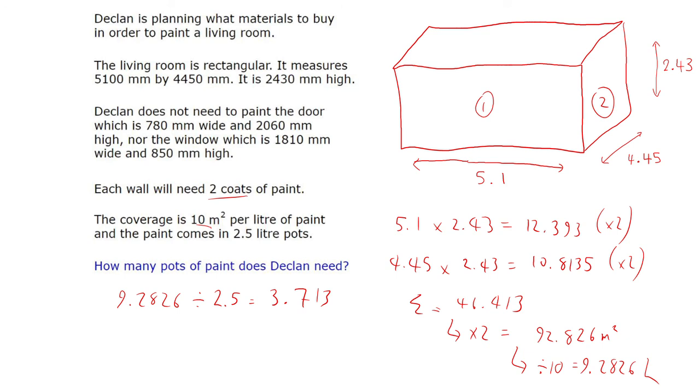Now I can't buy 3.7 pots of paint. If I buy 3 pots of paint, I won't have enough, so I need to round up. So I round that up to 4 pots of paint, and that is the final answer.